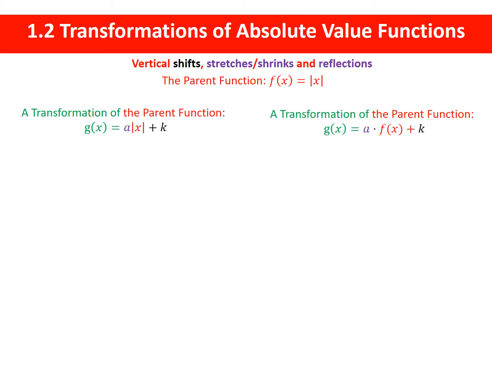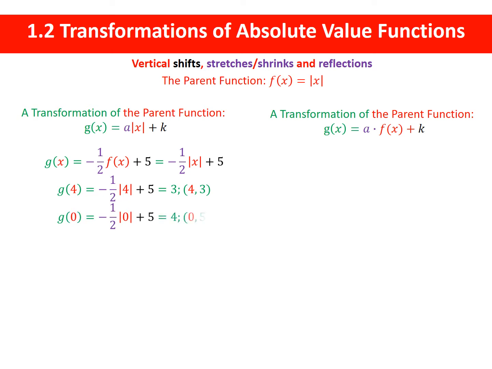Now let's perform a composition. Let's do both stretches, shrinks, and reflections, as well as shifts. So here's our function. We're going to have an amplitude of negative 1/2, and we're going to have a k value, a vertical shift, of 5. I'd like to just plug in a few values and see what comes out. Check the math and see if you agree with these.